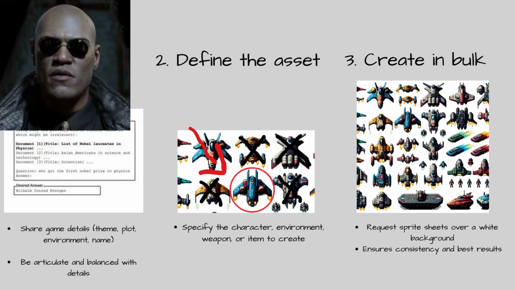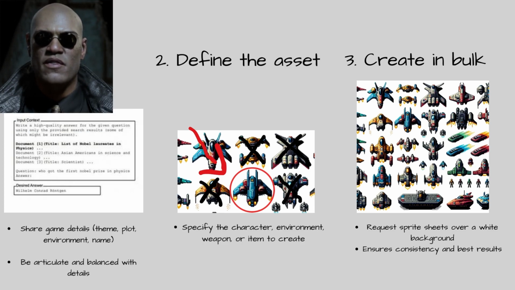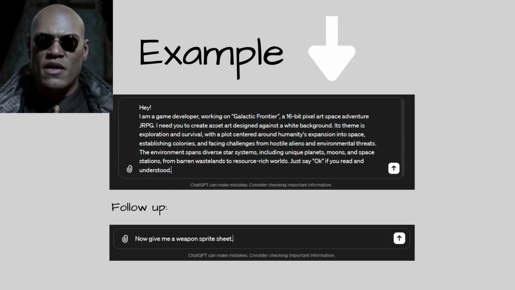The key here is to create in bulk. So think sprite sheet over a white background. This gives you consistency and the best results. Example: hey, I am a game developer working on Galactic Frontier, a 16-bit pixel art space adventure JRPG. I need you to create asset art designed against a white background.